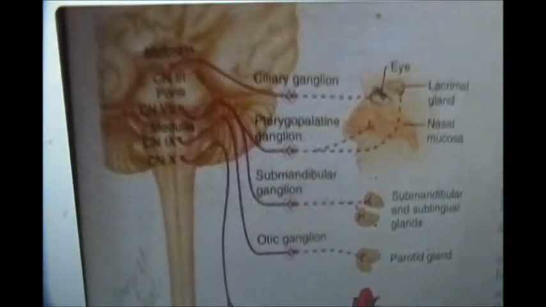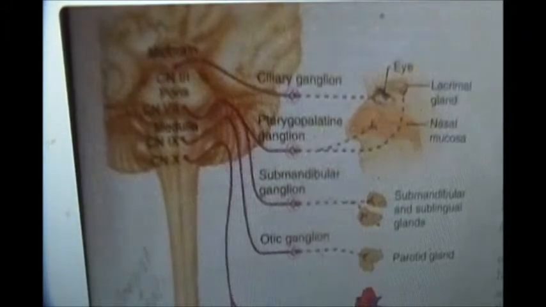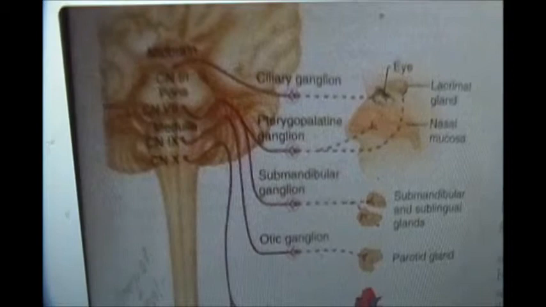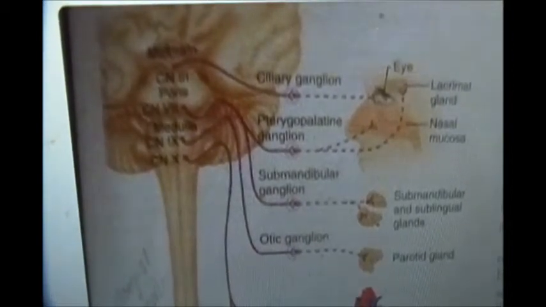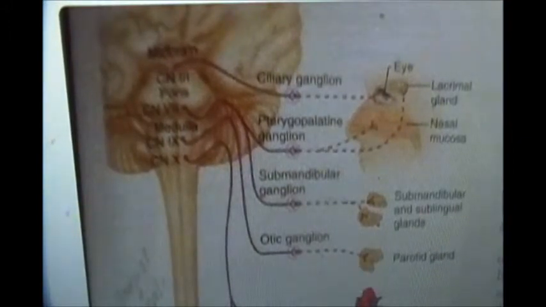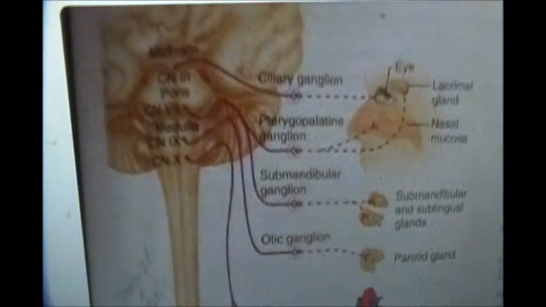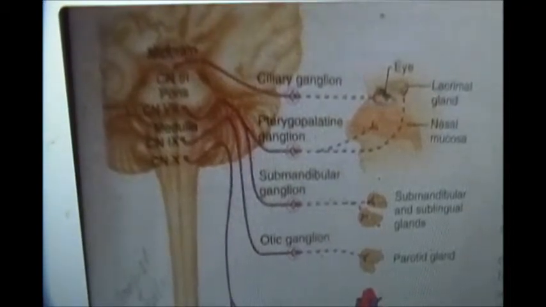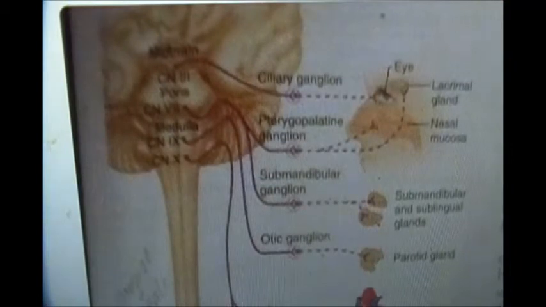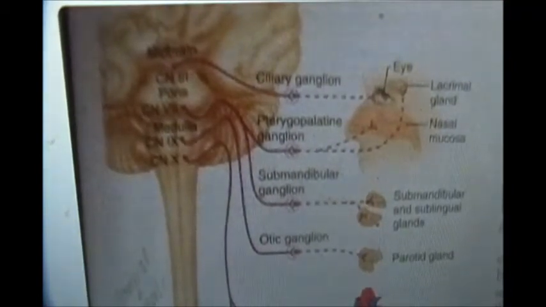The 7th cranial nerve, or the facial nerve, relays in the pterygopalatine ganglion, and the postganglionic fibers supply the lacrimal gland and the mucus gland in the nose. The facial nerve has a second relay in the submandibular ganglion, and the postganglionic fibers supply the submandibular and sublingual salivary glands.